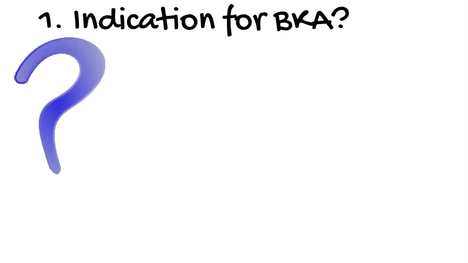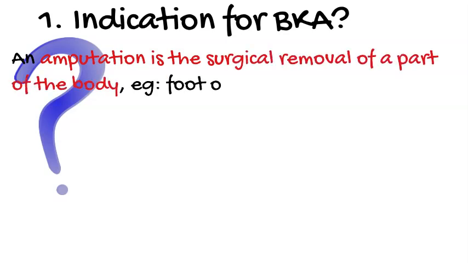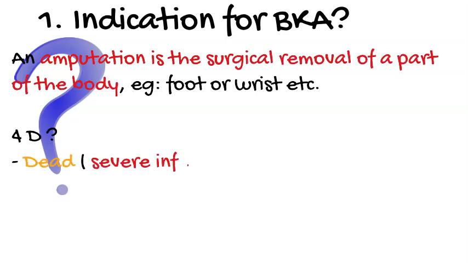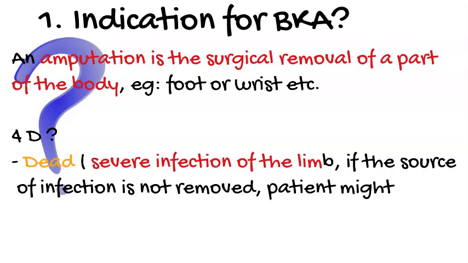Number 1, what is the indication for below knee amputation? Again, an amputation is the surgical removal of a part of the body, example foot, wrist, etc. The indication for below knee amputation involve the 4 Ds: dead, dying, dangerous, and damn nuisance.